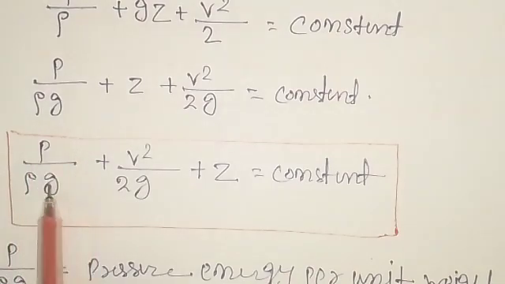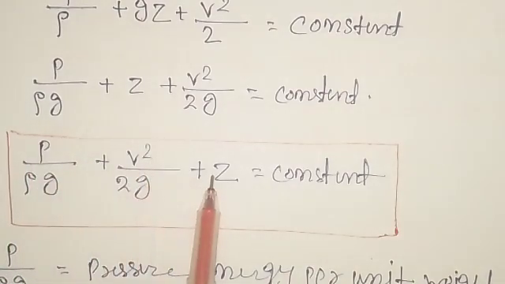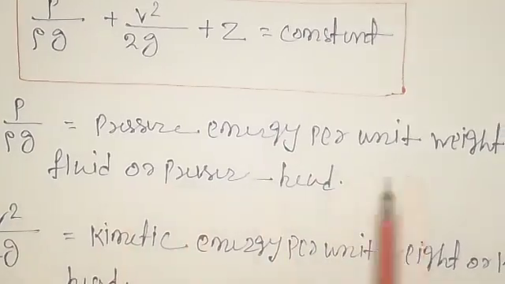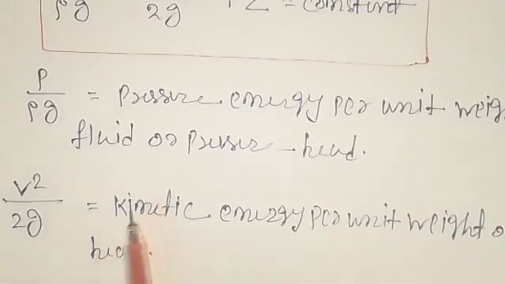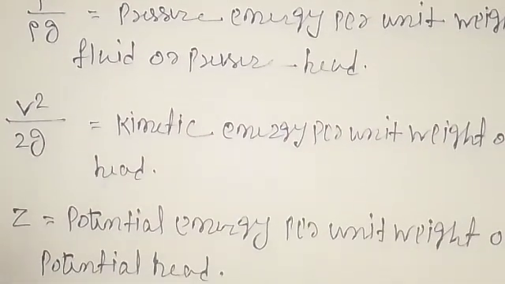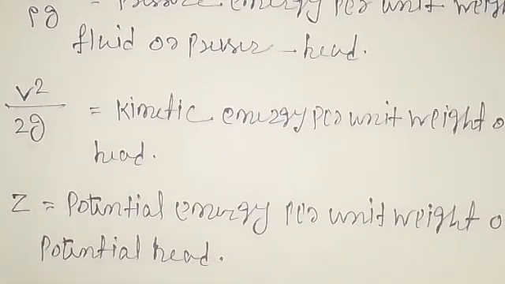Where p by rho g is nothing but the pressure head, v squared by 2g is the kinetic head, and z is the potential head. So here we can say p by rho g is the pressure energy per unit weight of the fluid, or pressure head. V squared by 2g is nothing but the kinetic energy per unit weight, or kinetic head, and z is the potential energy per unit weight, or potential head.